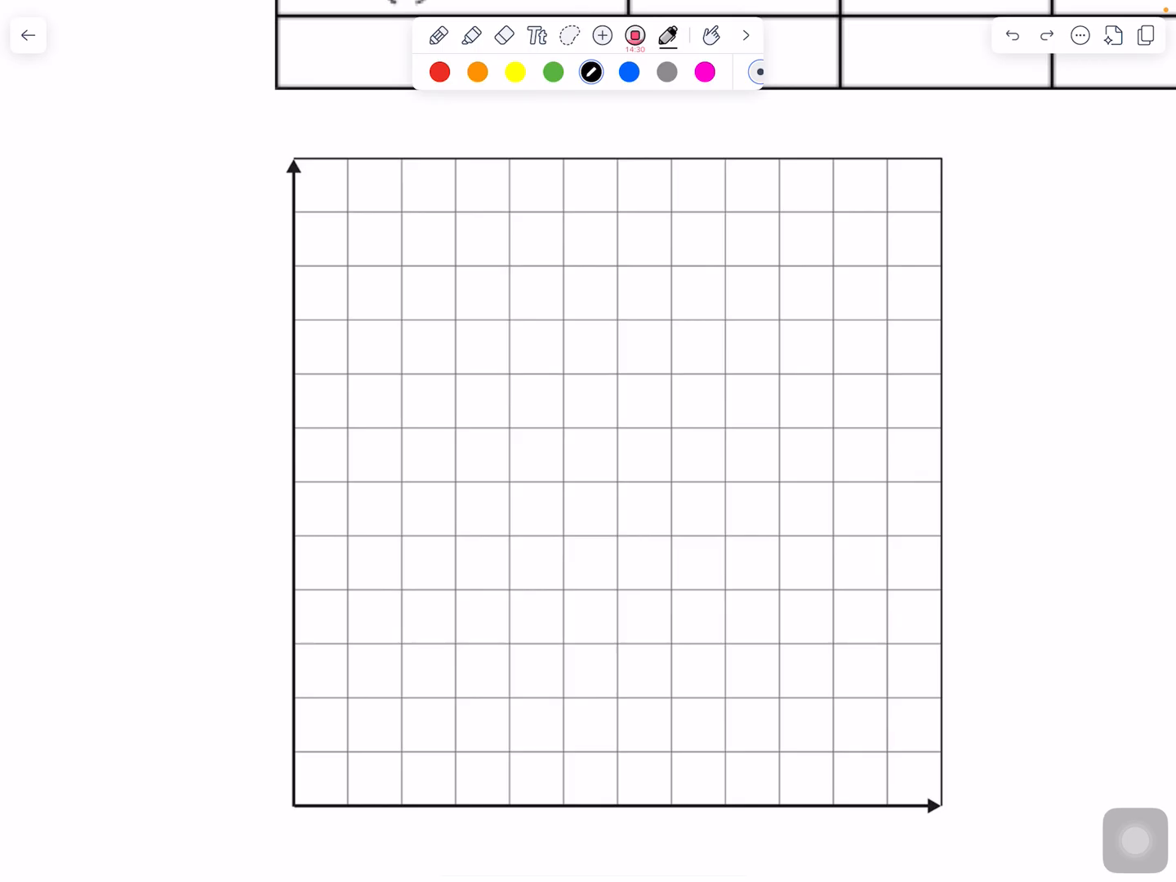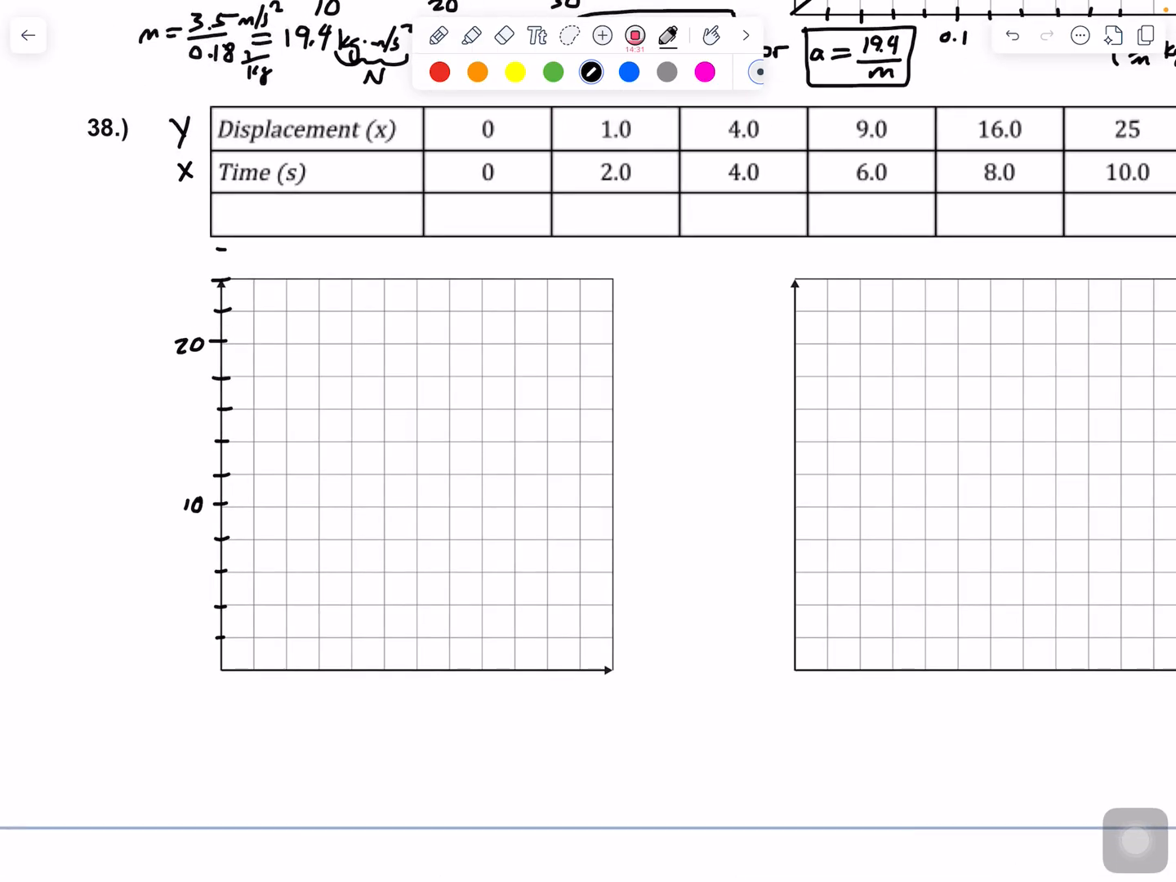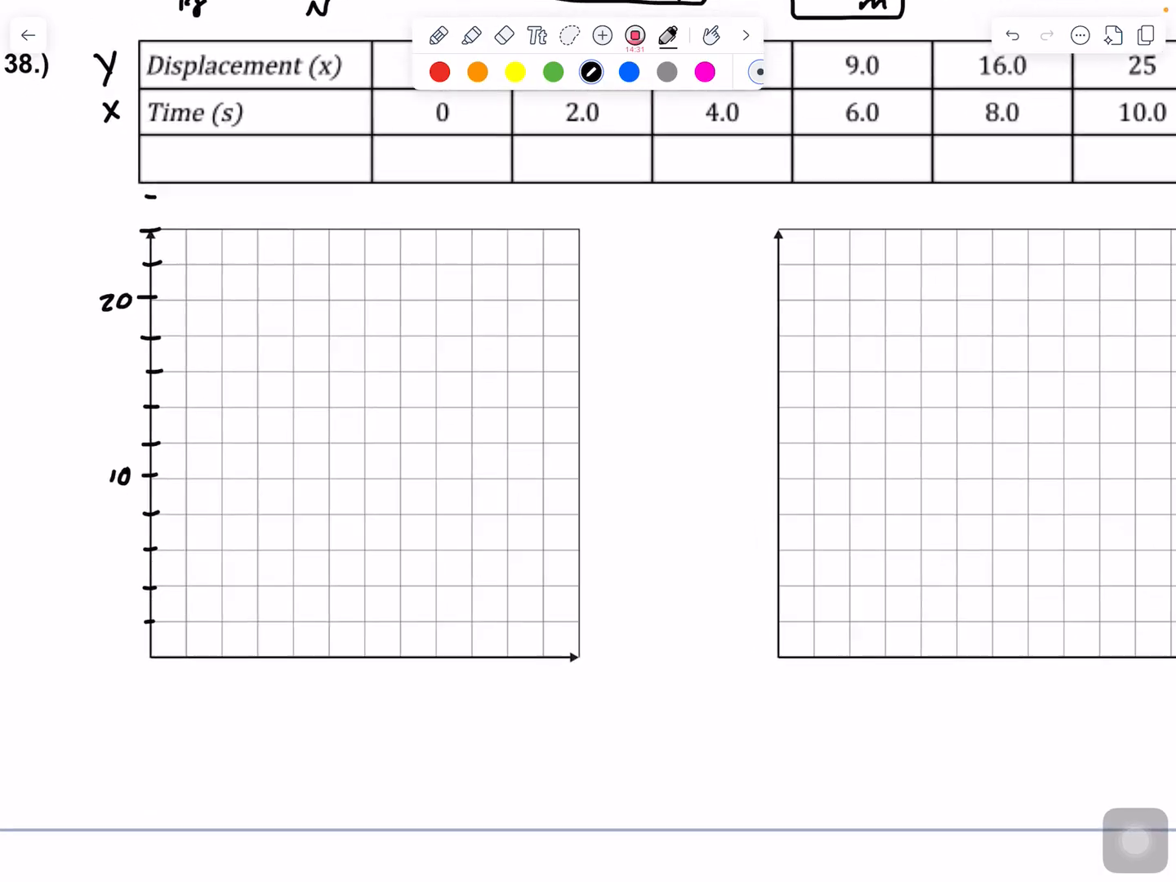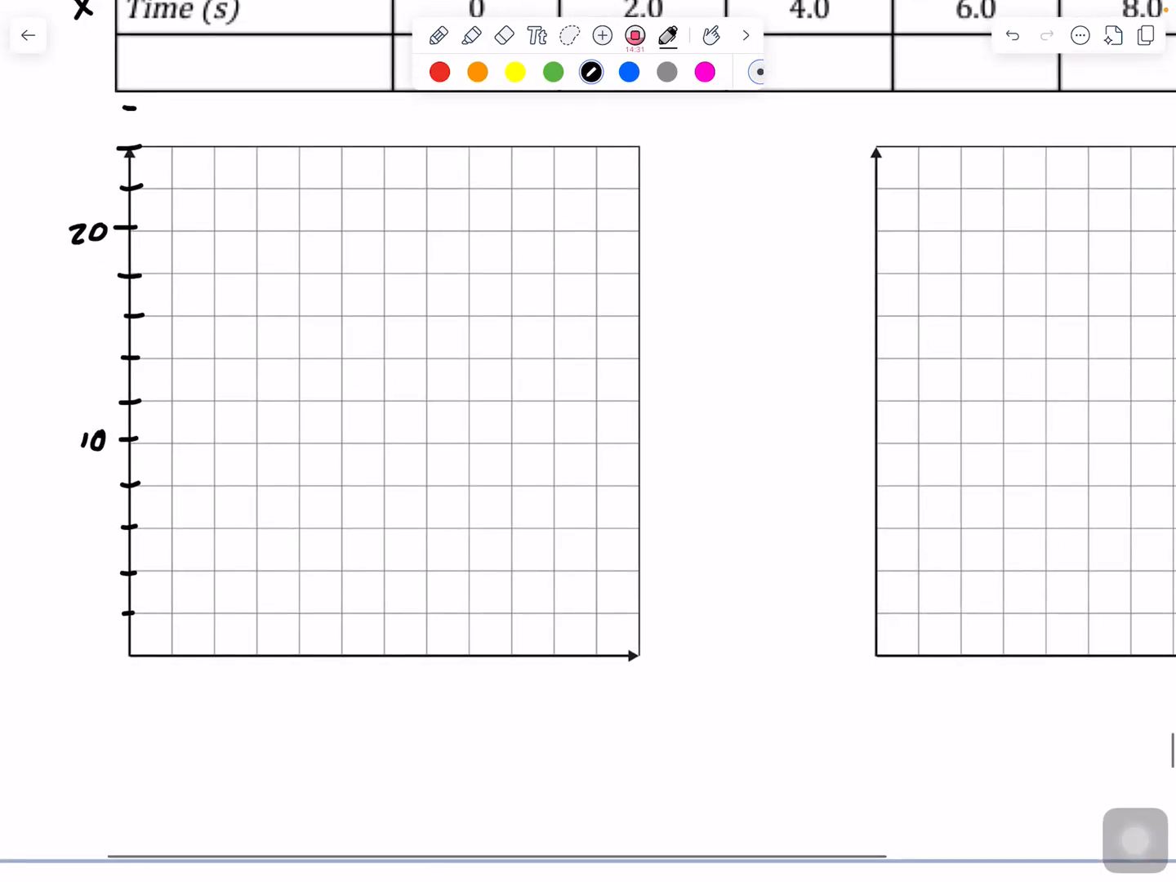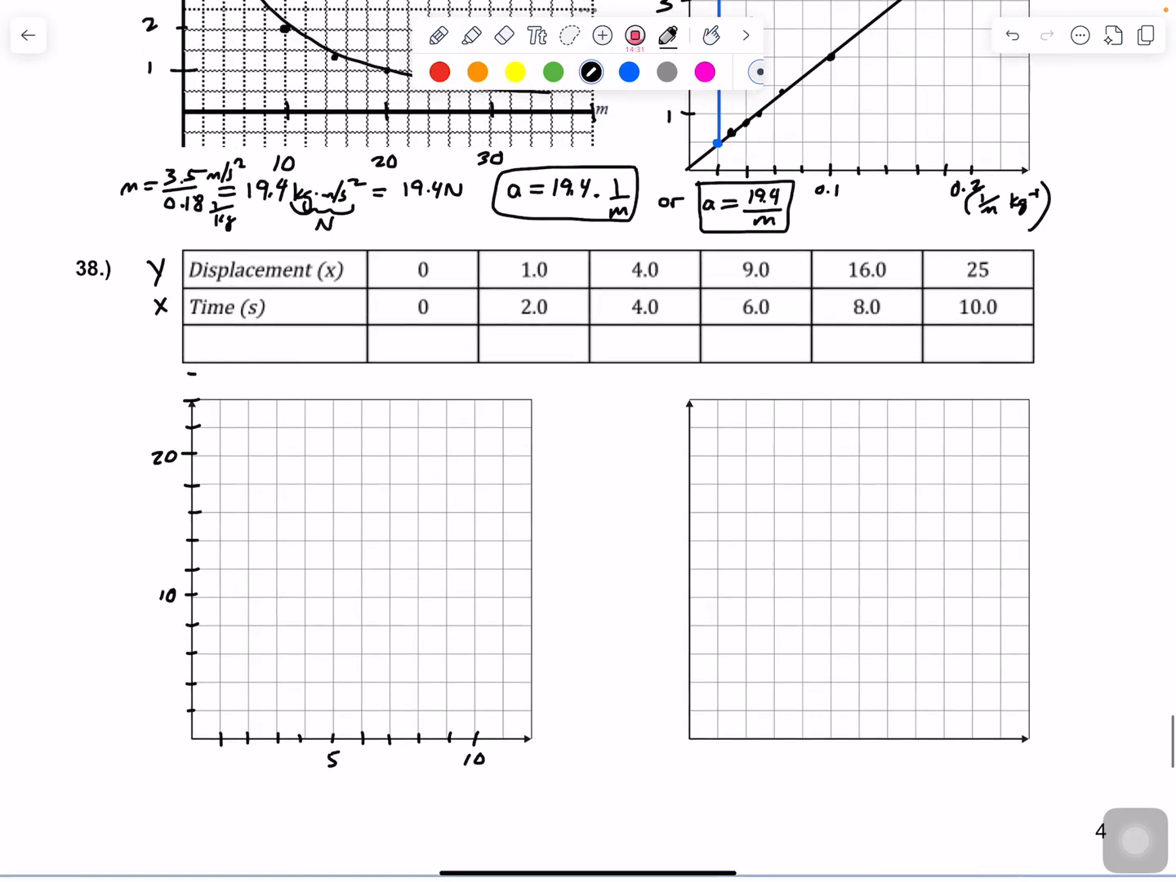I can go 2, 4, 6, 8, 10, 12, 14, 16, 18, 20, 22, 24, and I can estimate, this would be 26, I can estimate 25 right off the top. So I can kind of make it work. The x-axis data is going to be simple because I can literally go 1, 2, 3, 4, 5, and then 6, 7, 8, 9, 10 to get to your full 10 seconds. So this data is going to be very easy to plot.